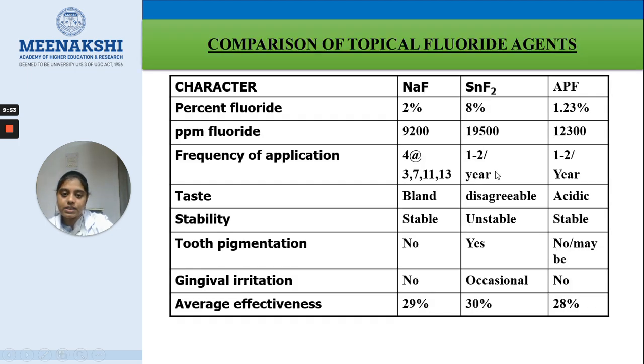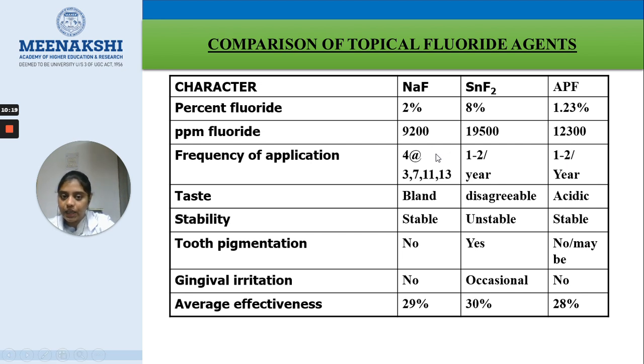So this chart gives us a comparison between all the three, and it helps us to summarize between all the three fluoride therapies. That is the sodium fluoride, the stannous fluoride, and the APF topical fluoride application. So the first one has 2%, the second one has 8%, and the third one has 1.23% of fluoride concentration. The ppm is 9,200, 19,500, and 12,300 for APF.